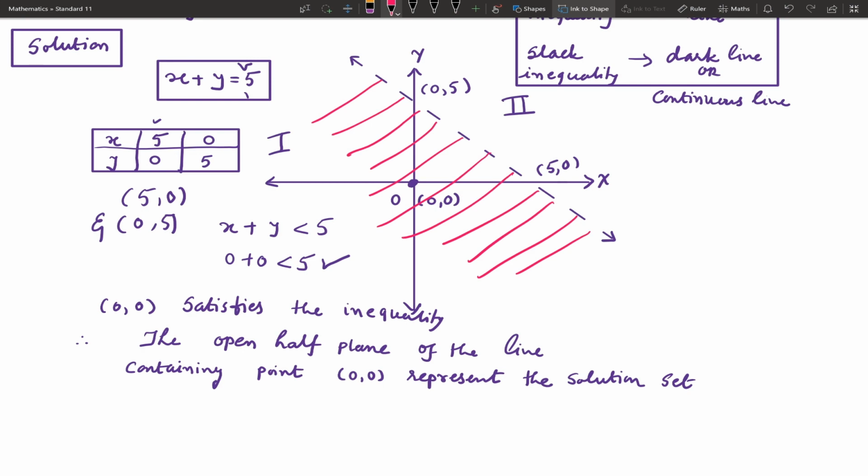So step 1, how to get the solution graphically? Step 1, remove the inequality, take equality. A linear equation in two variables will represent a straight line. You draw the straight line, and to check the solution set, normally we will verify by the origin. If the origin satisfies the inequality, then the open half plane of the line containing the point 0, 0 represents the solution. Otherwise you have to go to the opposite side of the line.